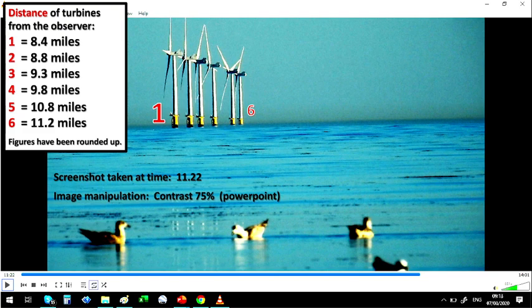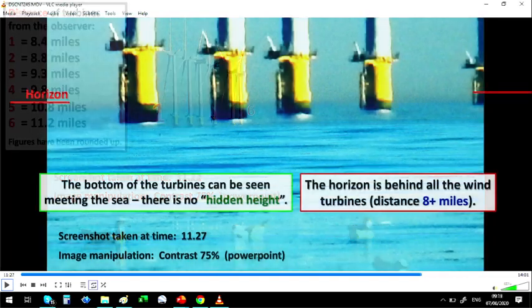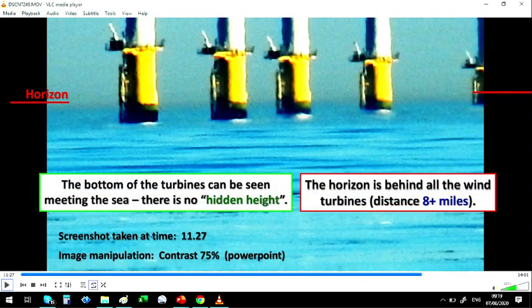The screenshot was taken at time 11:22, image manipulation, contrast 75%. The bottom of the turbines can be seen meeting the sea. There is no hidden height. The horizon is behind all the wind turbines at distance 8+ miles.